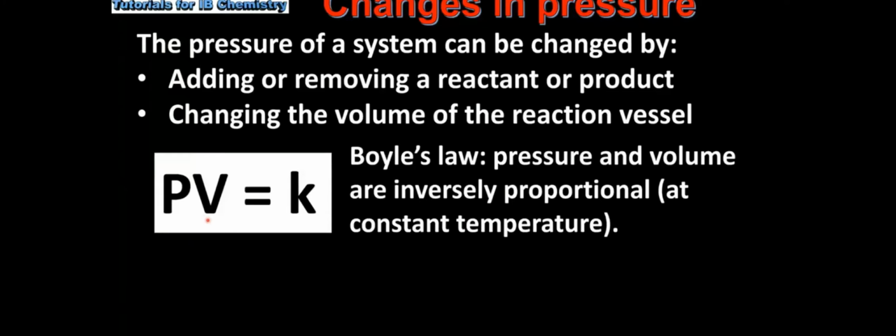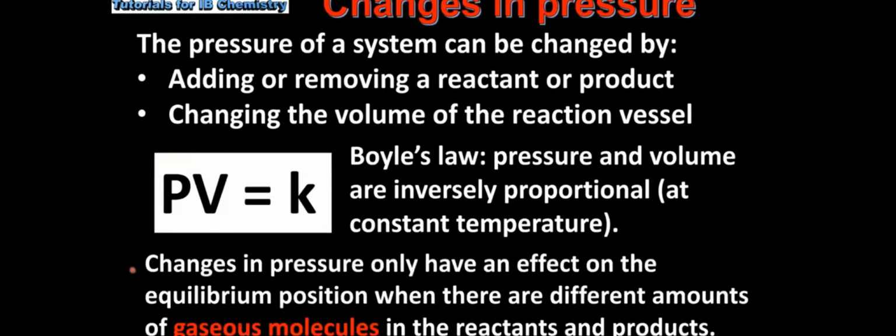Changes in volume will affect the pressure of the reaction vessel. For example, if the volume of the reaction vessel is increased, the pressure will decrease. And if the volume of the reaction vessel is decreased, pressure will increase. It should be noted that changes in pressure only have an effect on the equilibrium position when there are different amounts of gaseous molecules in the reactants and products. So next we look at some examples.